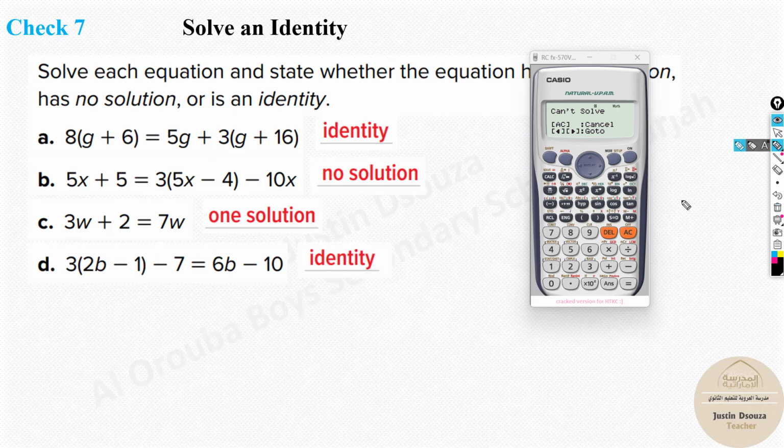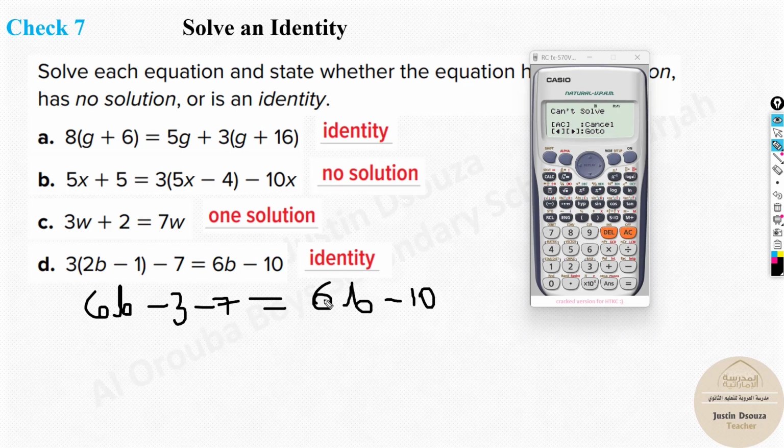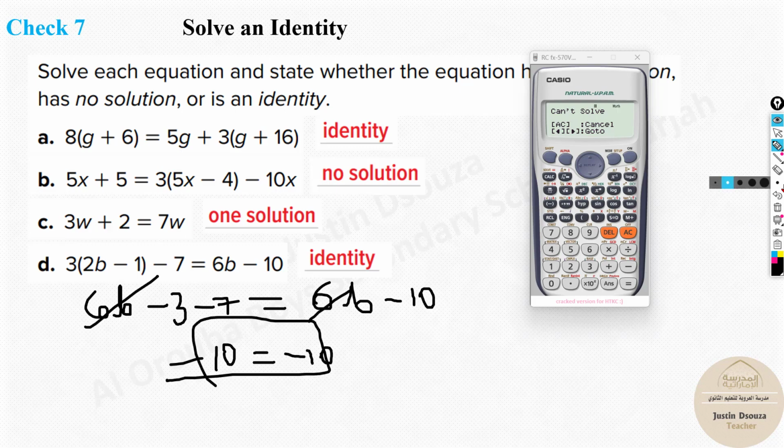It's identity. Okay, anyways, this is the last problem, so I'll do it. 3 times 2 is 6b minus 3 minus 7 equals 6b minus 10. And you can see 6b cancels. So if you take this to the other side, minus, and it'll be 0. What happens over here? Negative 10 equals negative 10. Both sides are equal. Yes, this is an identity.